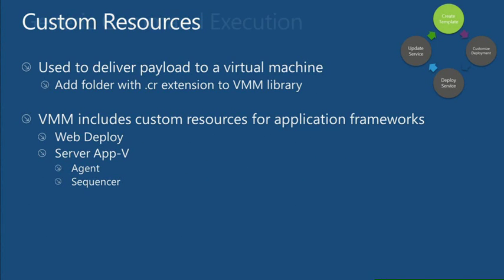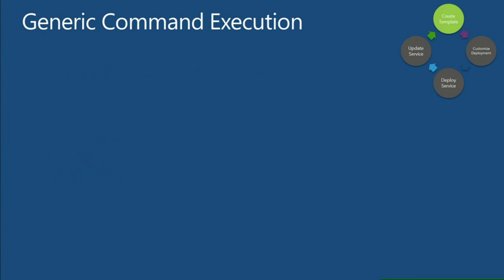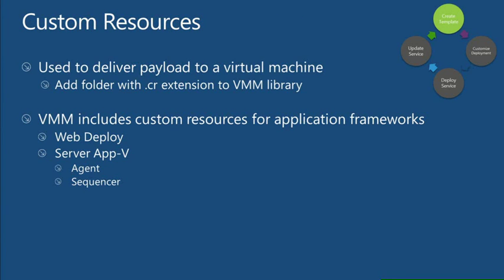So in VMM 2008 R2, in our library, we supported a number of artifacts for you to drop in there that we would refresh in, right? So you could drop in things like VHDs, unattend files, PowerShell scripts, and so forth. And in 2012, we introduced support for a number of new artifacts that you can drop in, like web deploy packages and server App-V packages, but we also introduced an artifact that we call a custom resource.